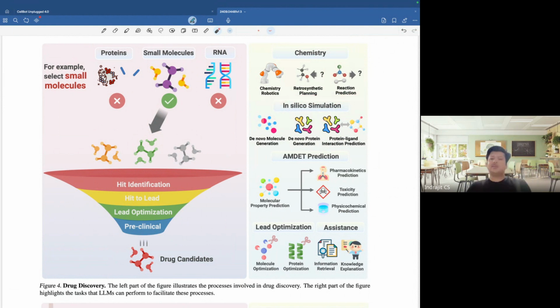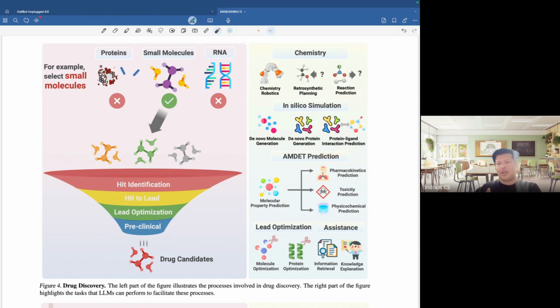In silico simulation, you can use protein comparison, like I was talking about DockGPT or something like that, those kinds of models, de novo protein generation, or MolGPT, right? So this can be used for the in silico simulation. And then you have ADMET prediction. In the ADMET prediction, once you get these molecular properties through chemistry and in silico simulation, you go for ADMET prediction, where you are talking about these three things: pharmacokinetics prediction, toxicity prediction, or physicochemical prediction, right?